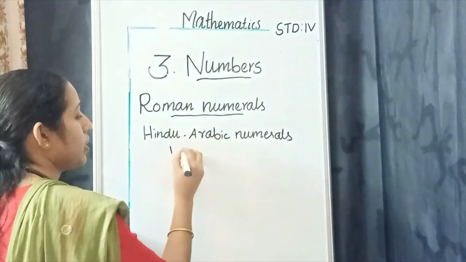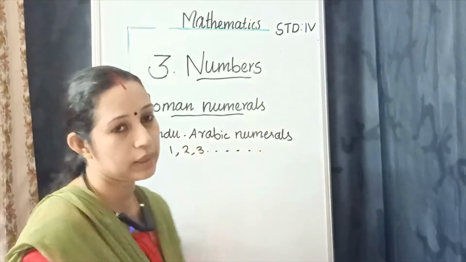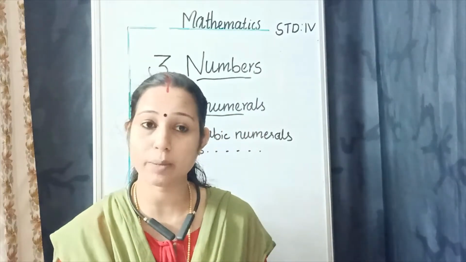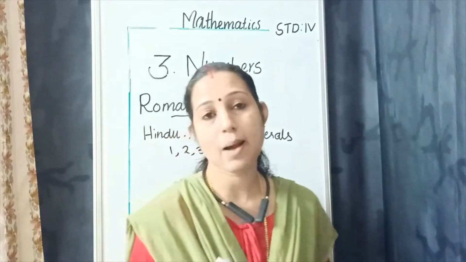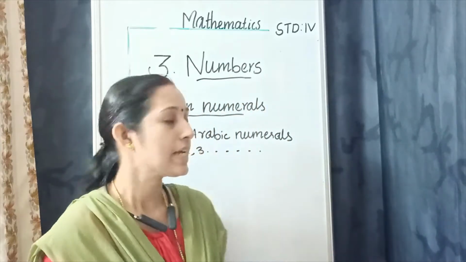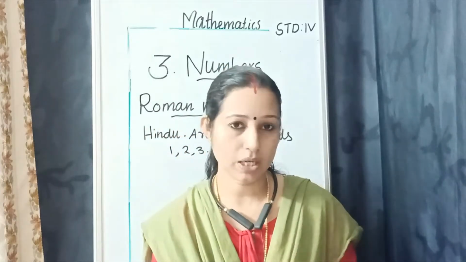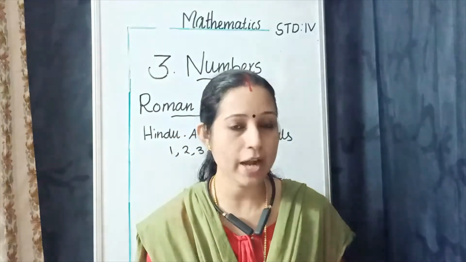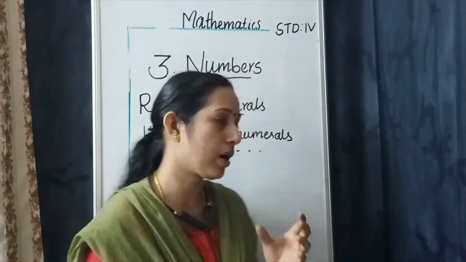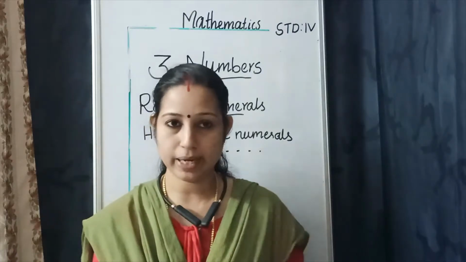The numbers 1, 2, 3, 4, etcetera are called Hindu-Arabic numerals. Why are these numbers called Hindu-Arabic numerals? These numbers were developed in ancient India and spread to other parts of the world by Arab traders. So these numbers are called Hindu-Arabic numerals.